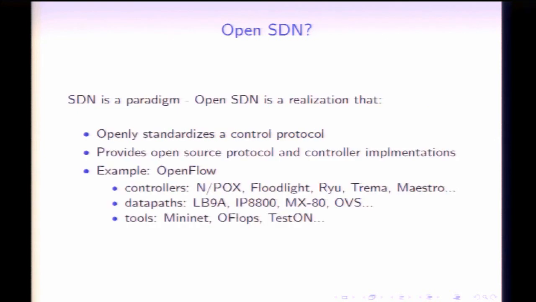SDN is just a paradigm, so we want to talk about implementation. The one that we want to focus on is referred to as OpenSDN. It basically tries to openly standardize and create implementations of SDN type networks. So it might have different types of protocol libraries and different types of controllers that are openly available, or software switching implementations. We focus on OpenFlow because it's fairly well known.